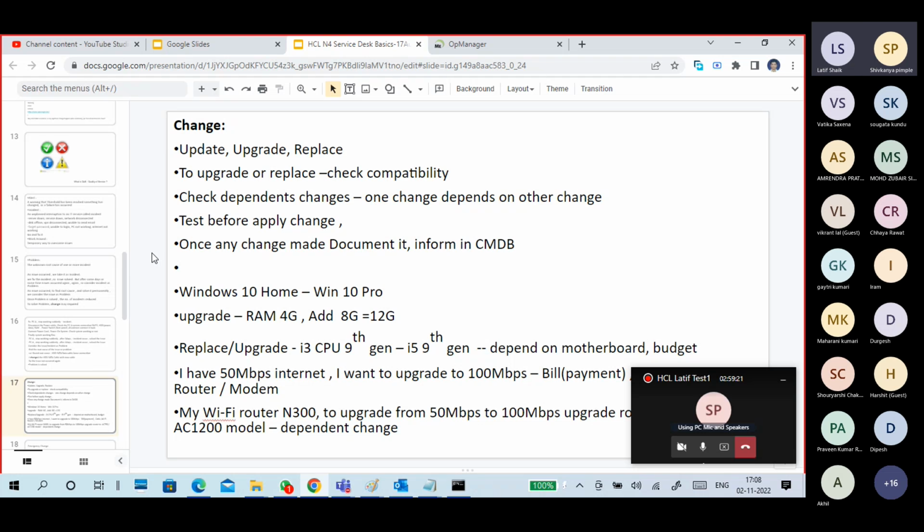The next one is change. Change means changing, like replacing, adding, updating, upgrading. These all come under change. To update, upgrade or replace, check the compatibilities. Some changes need dependency changes.